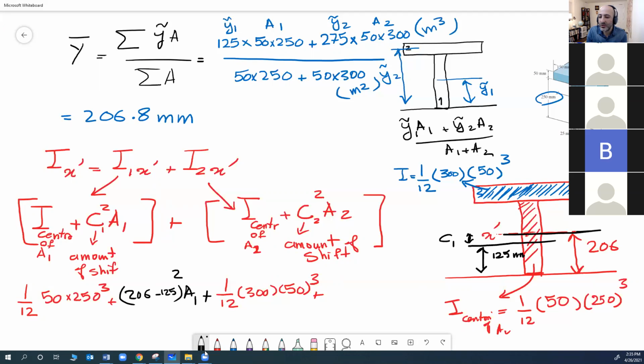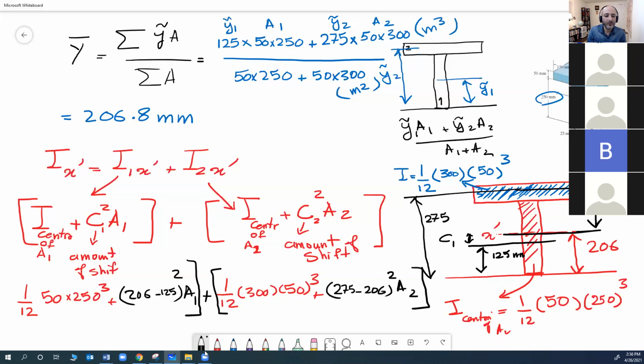Second one, the centroid of this is located at 250 plus half of 50, so 275. So this one is going to be 275 minus 206. This is my distance here, multiplied by area 2. Does it matter if that shift is up or down? No, it doesn't, because you're shifting it up or down.